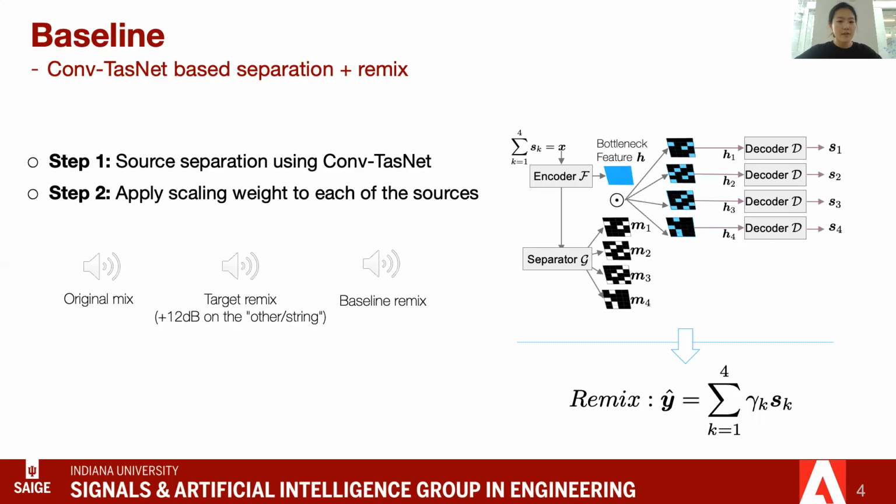Here I will play some examples of amplifying the string source, which is also the other source in the MUSDB dataset, by 12 dB. Firstly, I will play the original mixture, the target remixture, and the output from the baseline.